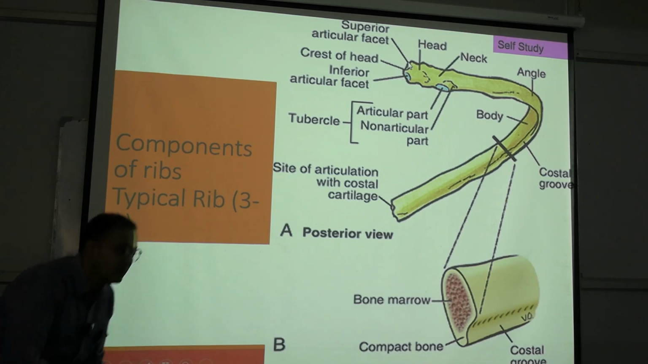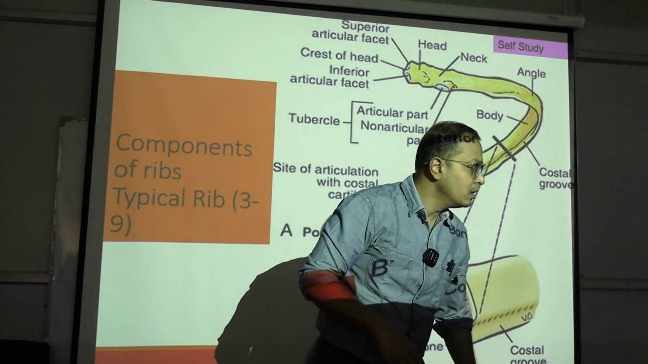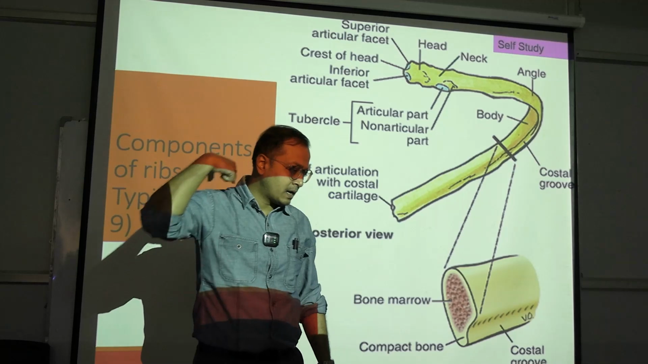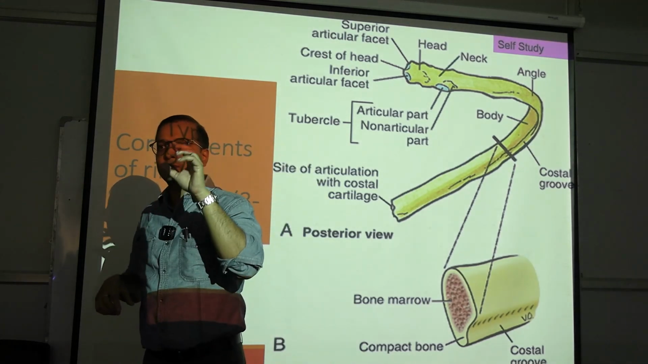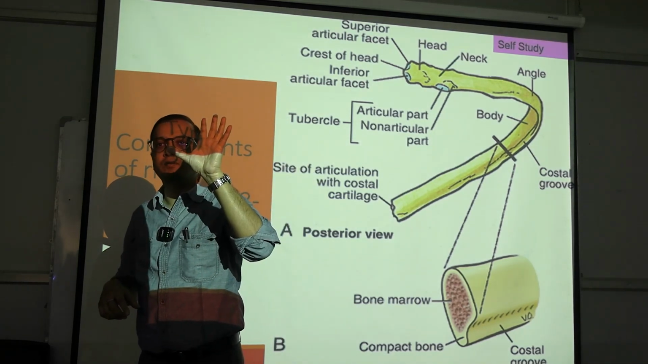Now if you see this vertebra, we don't have it today. So we have this vertebra which is attaching on it. So we have these ribs attaching to two pieces of vertebral body.